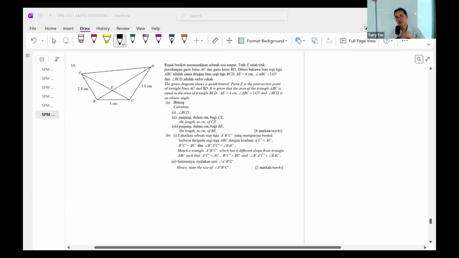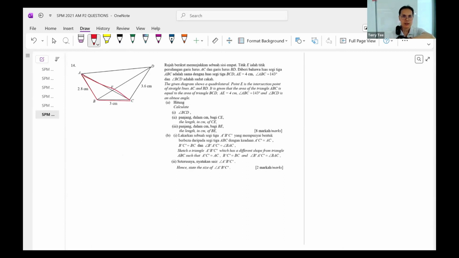Okay, next question is from Form 4, chapter 9, solution of triangles. The diagram shows a quadrilateral. Point E is the intersection of straight lines AC and BD. Given the area of triangle ABC is equal to the area of triangle BCD. So these two triangles have the same area. The first triangle is this one, 1, 2, 3, the red one. The second one is the green one, 1, 2, 3.